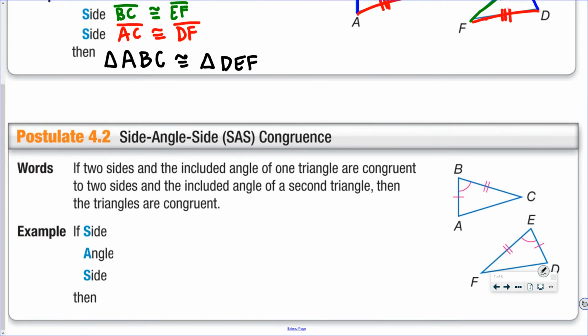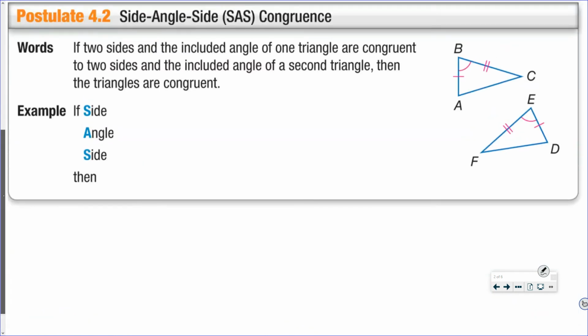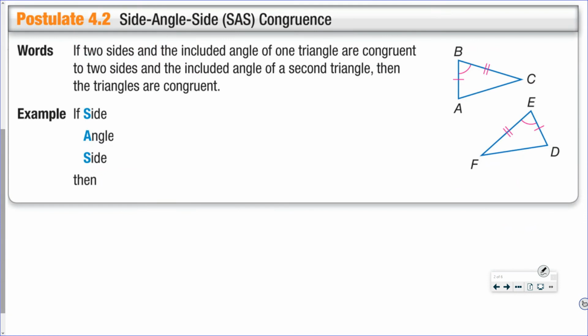Second one is side angle side. Side angle side, SAS. So this one says if two sides and the included angle, this is important, the angle has to be inside the two sides in order for this postulate to work. If that angle and the two sides that make up the angle are congruent, then we can conclude the two triangles are congruent.